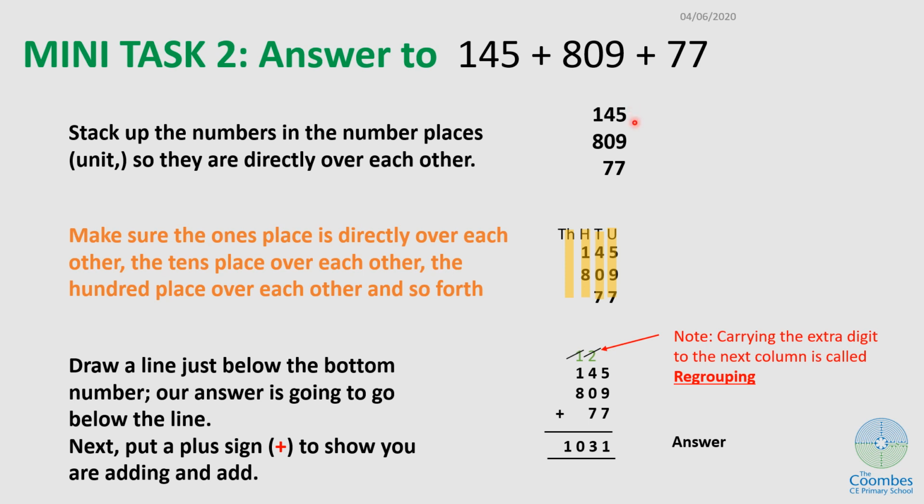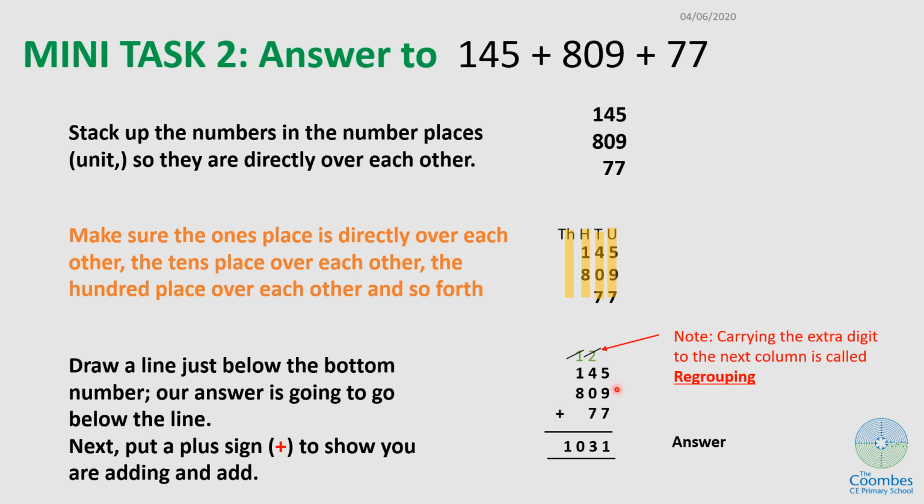I have 145, 809, and 77. Now I'm making sure that the units column, the tens column, the hundreds column, there's no thousands column, but they are all lined up. Now I've drawn a line under them and written my plus sign just to remind me that it is addition.